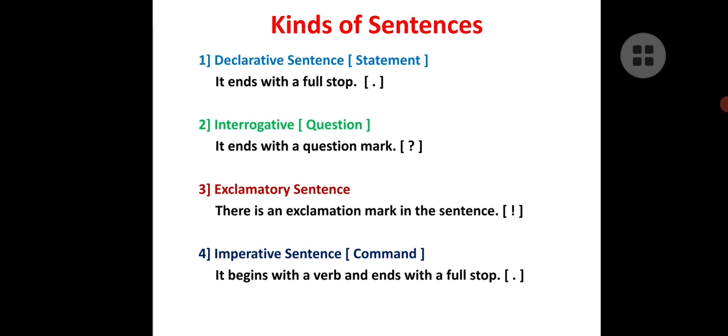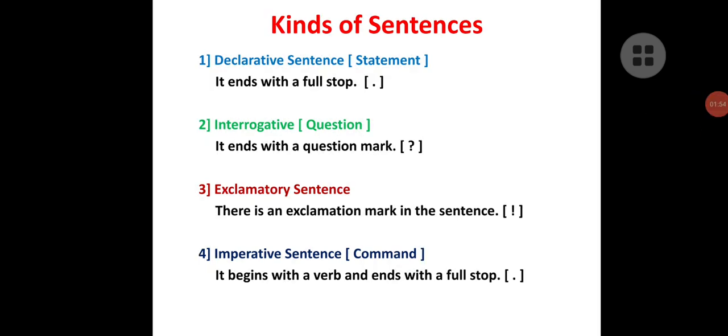First one is declarative sentence, that is also called as statement. Second, interrogative sentence, it ends with a question mark. Third, exclamatory sentence, there is an exclamation mark in the sentence. And fourth, imperative sentence, that is command, that is also called as command.